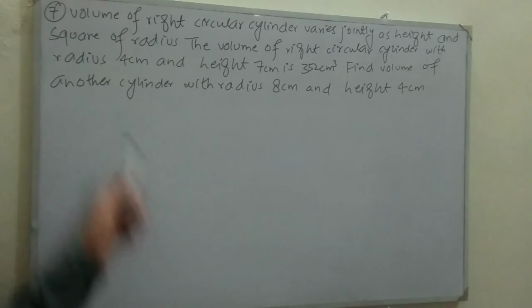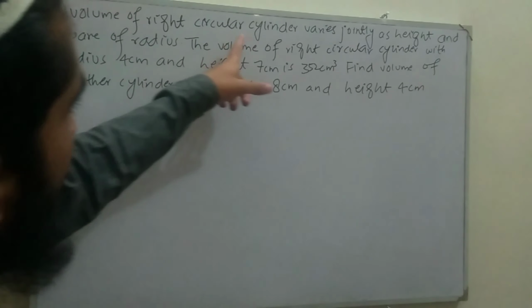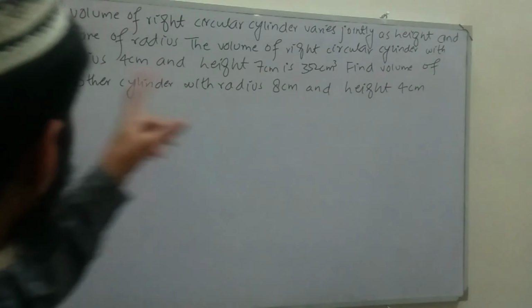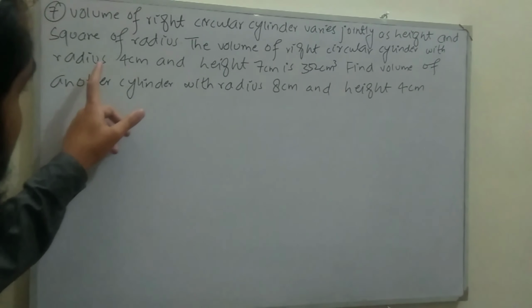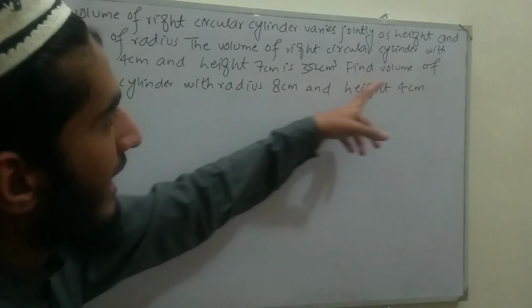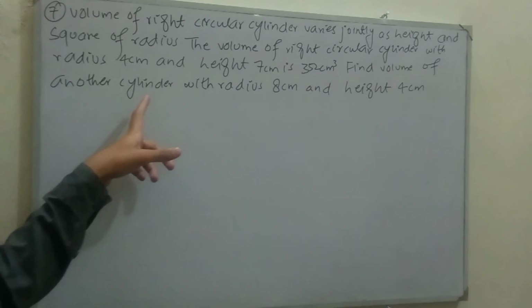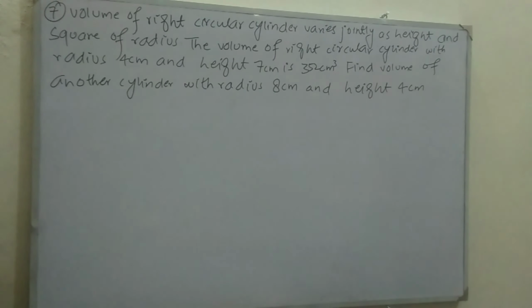Move to the last question of exercise number 3.5, chapter 3 variation. Question 7 tells that the volume of a right circular cylinder varies jointly as the height and the square of the radius. The volume of a right circular cylinder with a radius 4 cm and a height 7 cm is 352 cm cube. Find the volume of another circular cylinder with a radius 8 cm and height 4 cm. Solution.